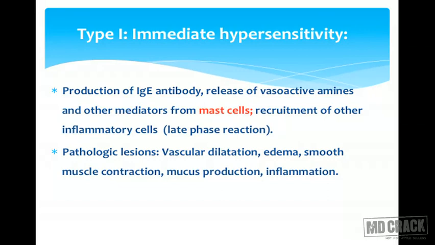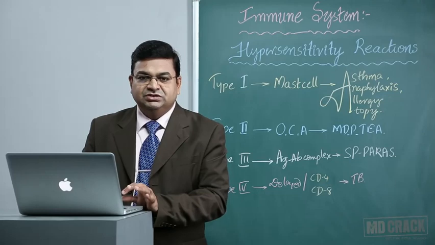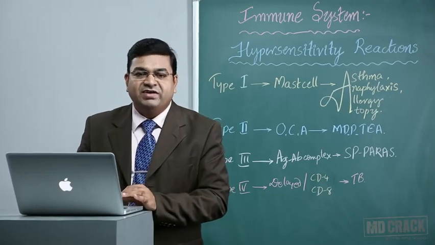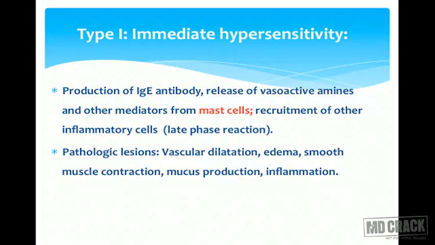Type 1 is known as the immediate type of hypersensitivity reaction. There is production of IgE antibodies by the plasma cells and release of vasoactive amines and various other chemical mediators, mainly by the mast cell. So the cell that plays the important role in anaphylaxis or type 1 hypersensitivity reaction is the mast cell. As I told, mast cell is nothing but a modified basophil or a tissue basophil. Not only mast cells, there will be recruitment of other inflammatory cells as the late phase reaction.